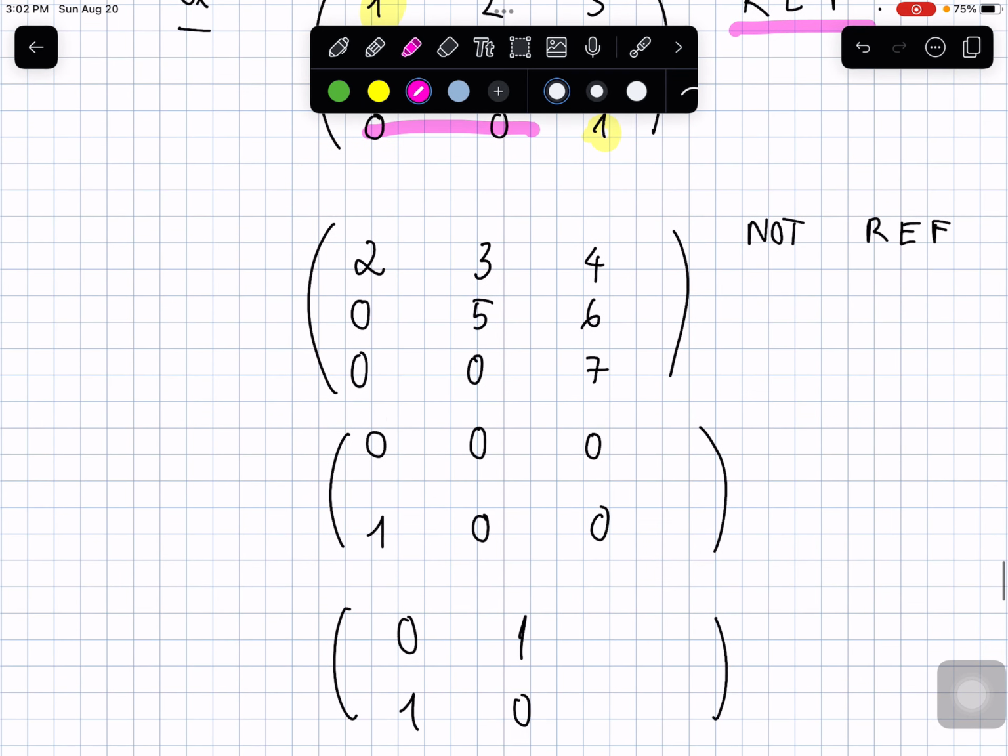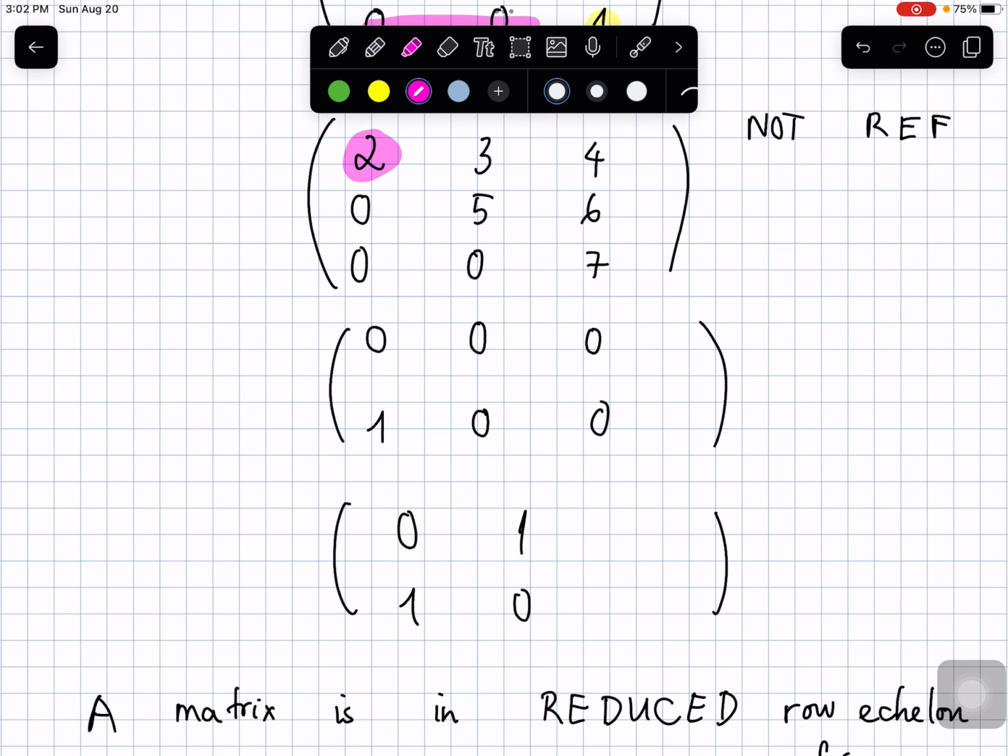And what are not? Example, the second matrix 2, 3, 4, and so on is not row echelon form because the first entry 2 here is not a leading 1. Okay, if it's non-zero, it must be 1. The leading entries must be 1. Second example, you have this row containing entirely 0, but it is above the second row, which is not allowed. The condition 3 is not satisfied. So it is not row echelon form.